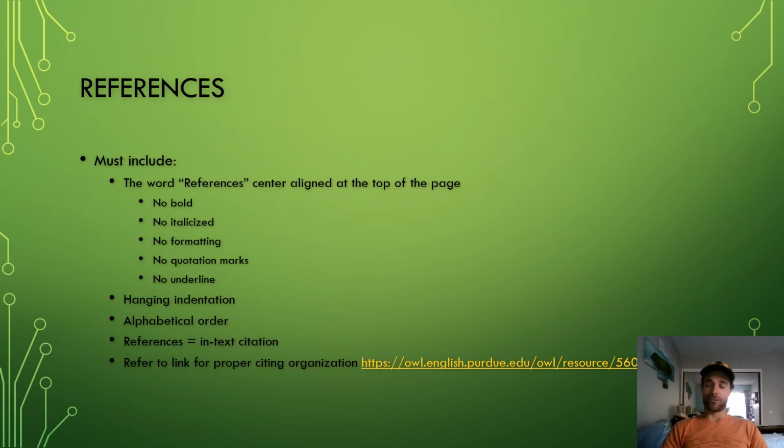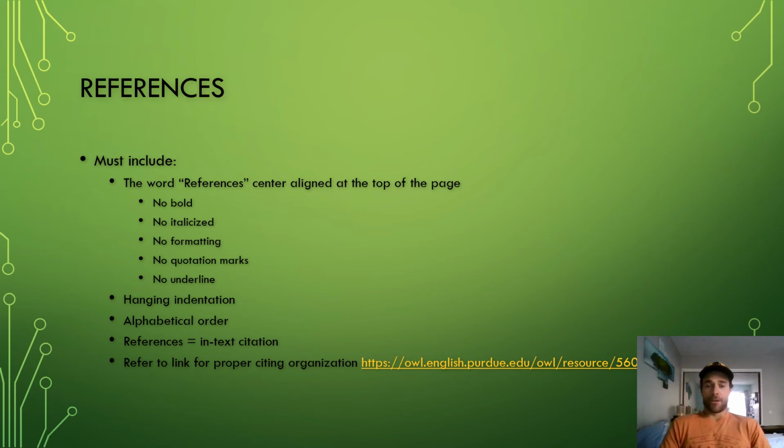Again, like the abstract, there is no bold, no italics, no underlining, no formatting of any kind. It is double spaced, 12-point font. And the only difference now with the references is that you are going to have hanging indentation rather than first line indentation. So instead of the first line being indented 1/2 inch, the first line is the longest line of the reference, and then everything else under that first line is indented 1/2 inch. So it looks like that top part is kind of hanging over the edge of the rest of the reference.